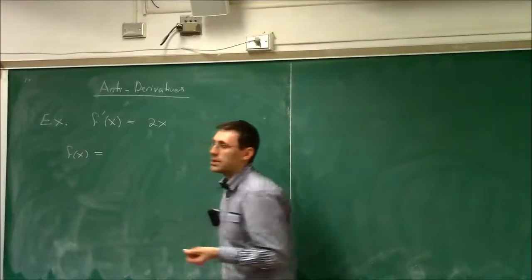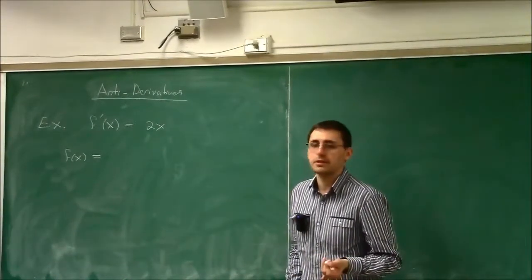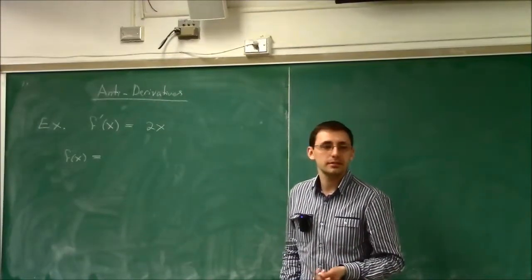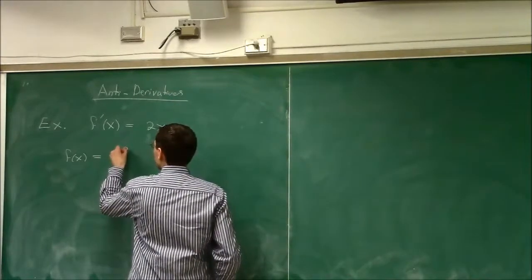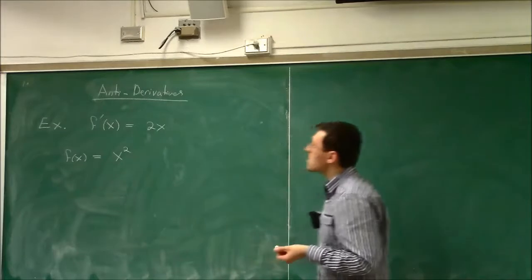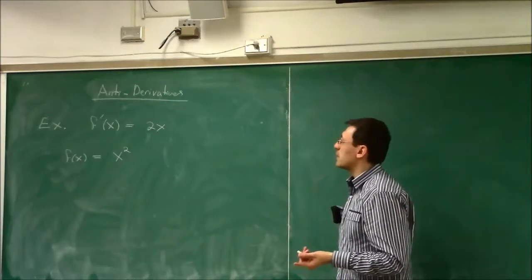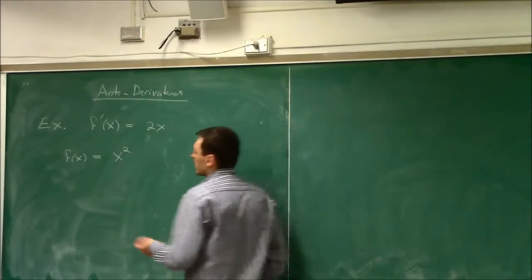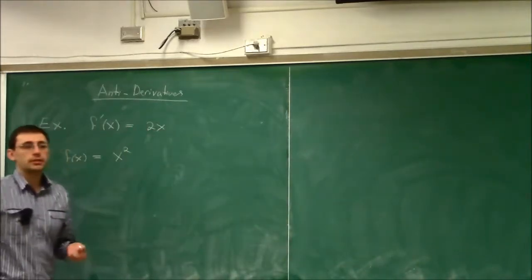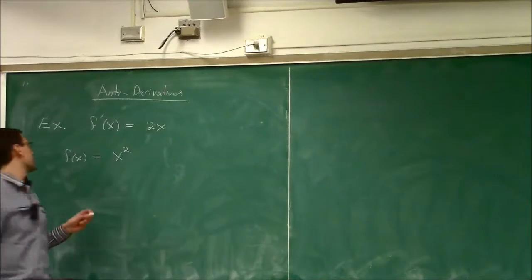And this you can do by just guessing, because you have experience with derivatives. And your guess is what? X squared. Now you know that if you take the derivative of x squared, it will be 2x. But is this the only possibility? Maybe the question was a little bit different.